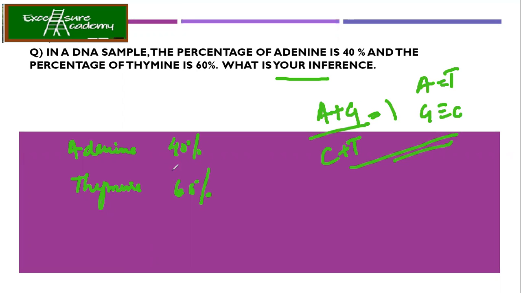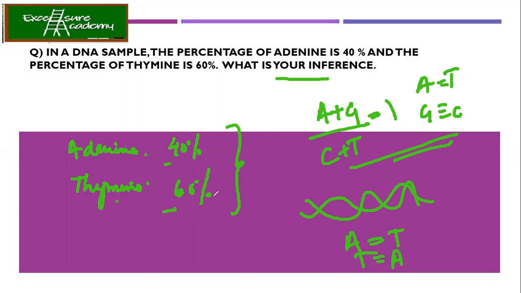Now in the given condition, you see that adenine they have given 40%, thymine they have given 60. It is not equal, right? But we always know that in double stranded DNA, your A is going to be equal to T and T is always going to be equal to A, right? But here it is not equal. So from this you should understand that it is not your double stranded DNA.